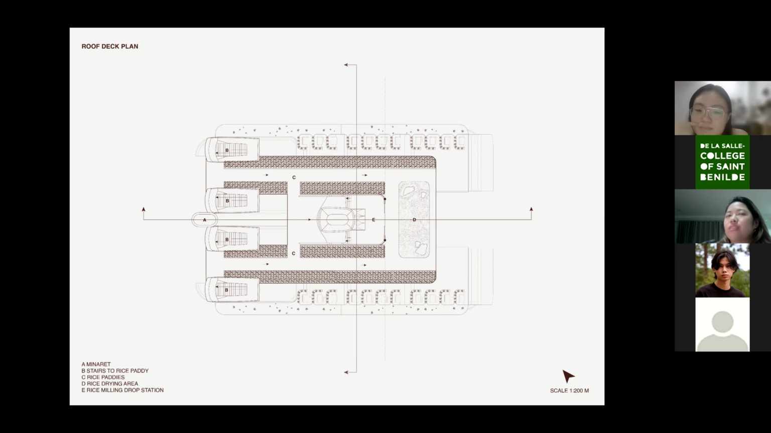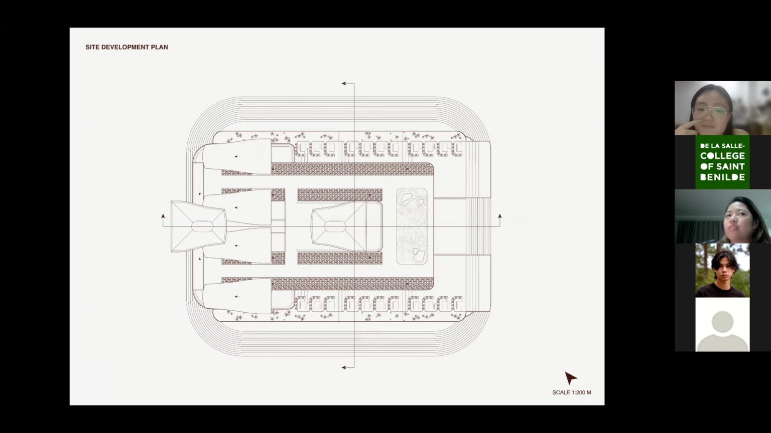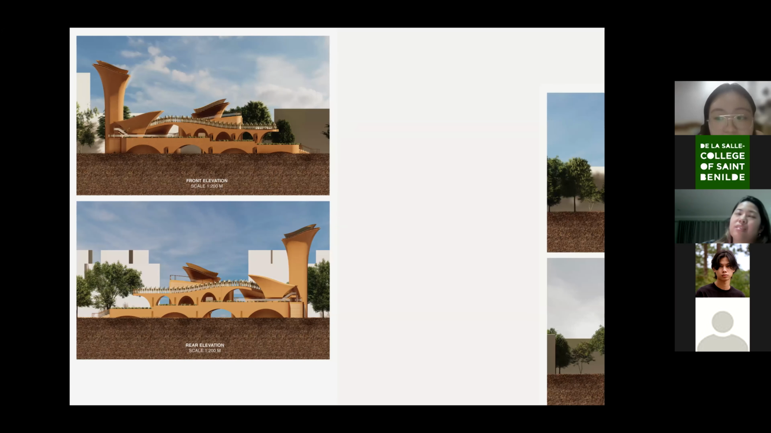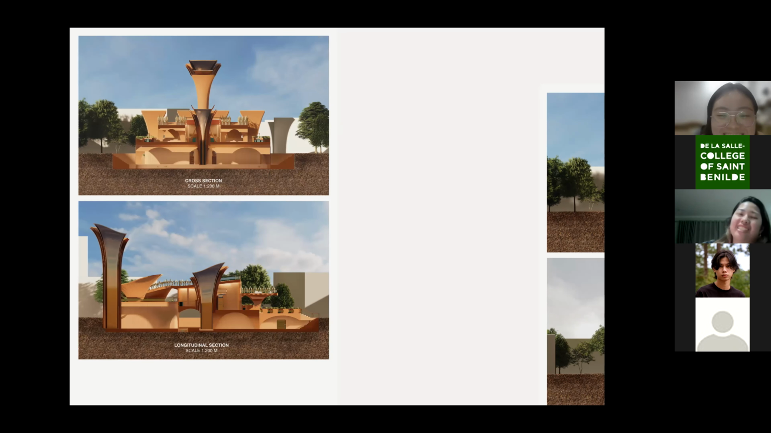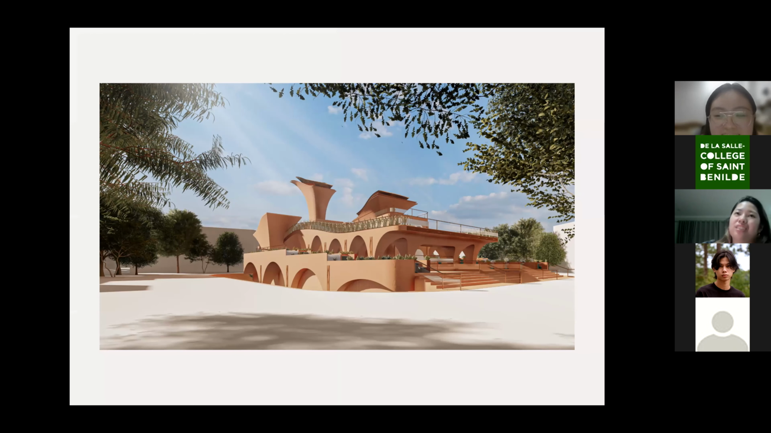That's just our site development plan. There are elevations, section, and then our rendering. Just to add, the general process of the design of the structure was to have the rice be processed from top to bottom of the entire structure.